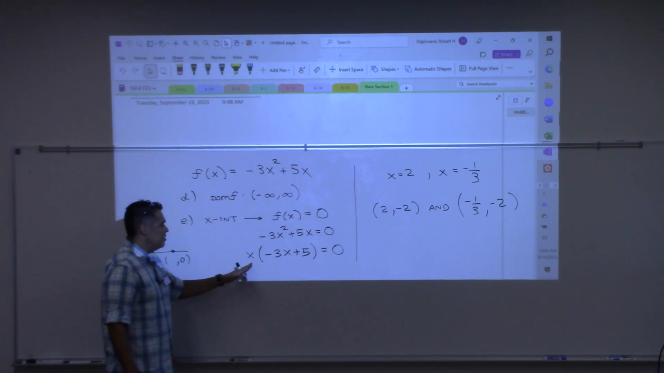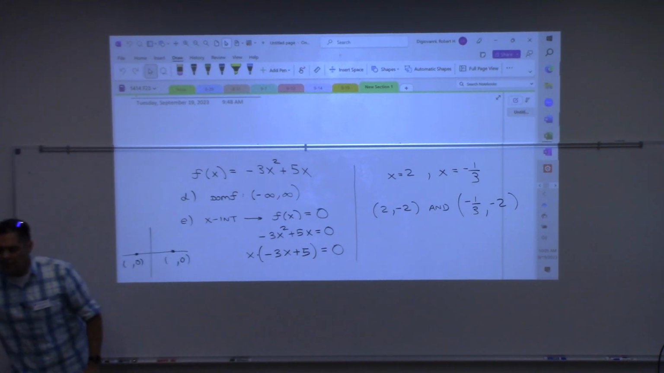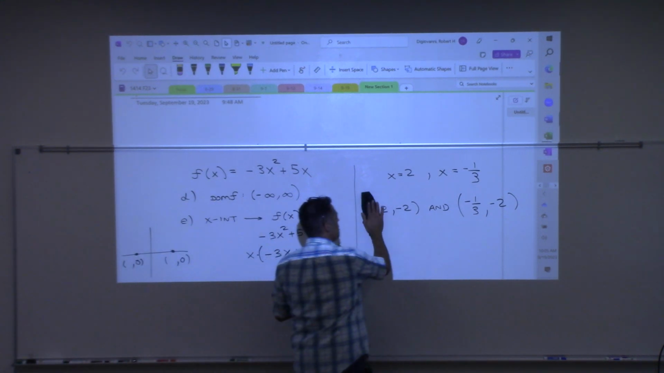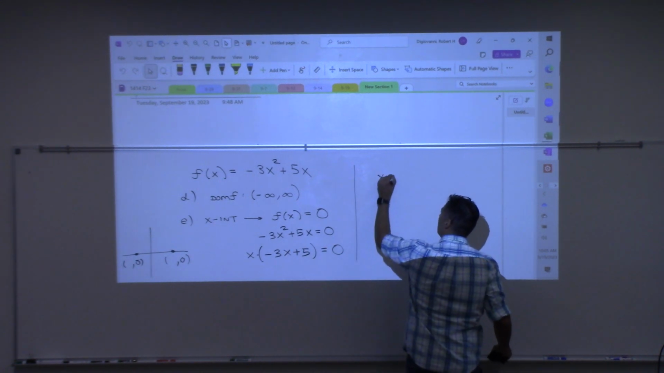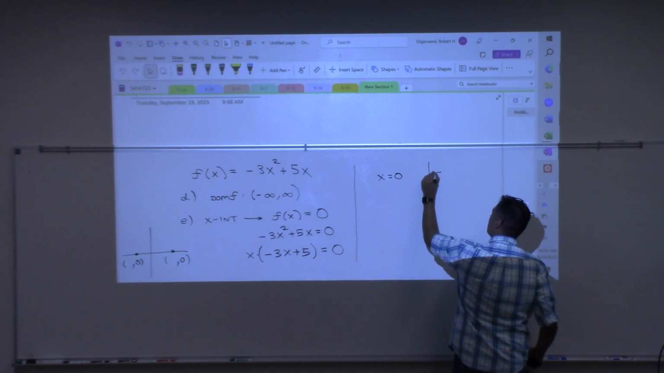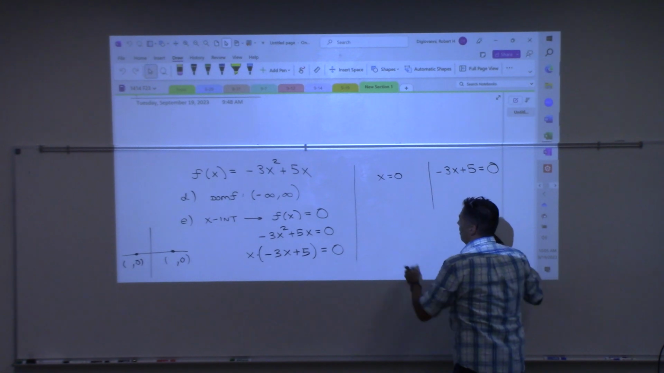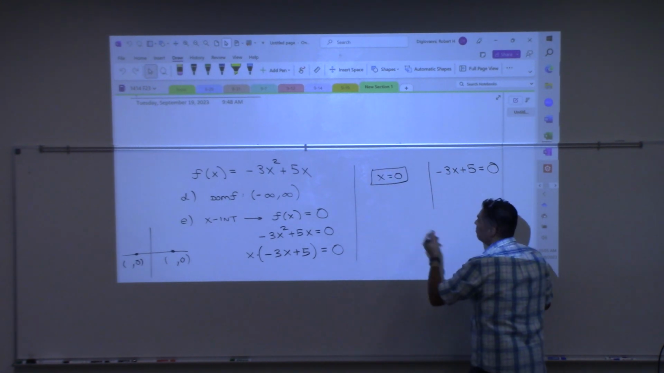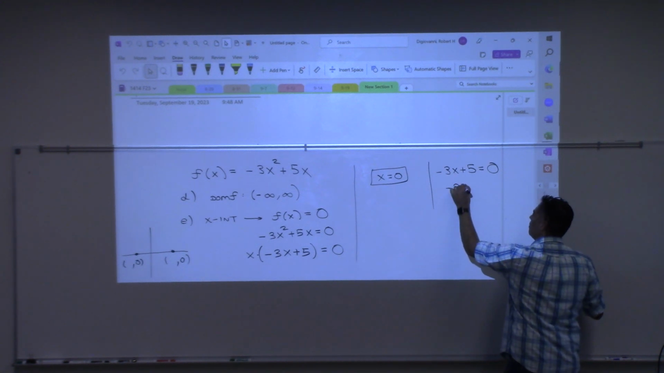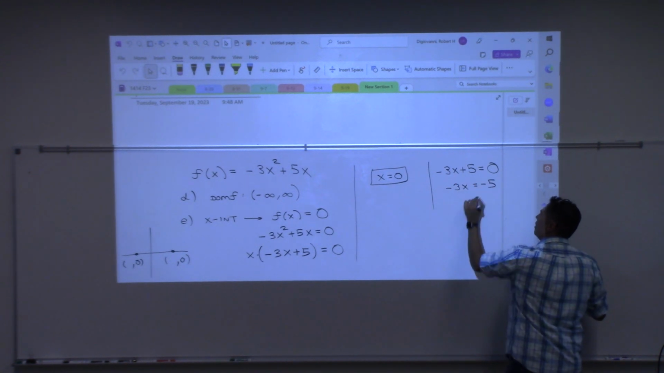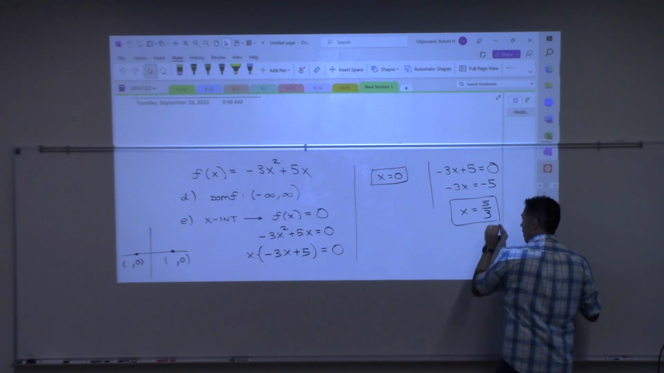So pull out the GCF, and now because it's multiplied, we can set each of those equal to 0. And see, we don't need any special methods. We set the first one equal to 0. We set the second one equal to 0. And now this one, we already have an answer, right? x equals 0. Over here, we'd have to move things around, right? Add or subtract 5 on both sides, divide by -3, and 2 negatives divided together would be positive.